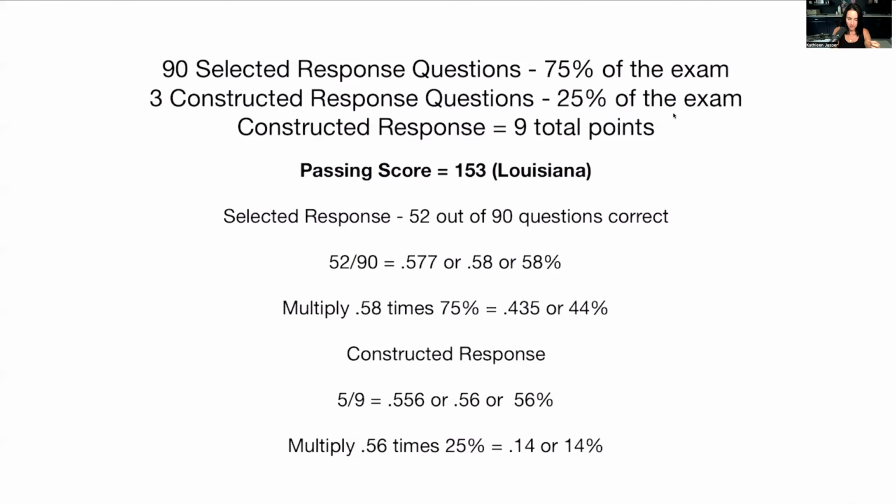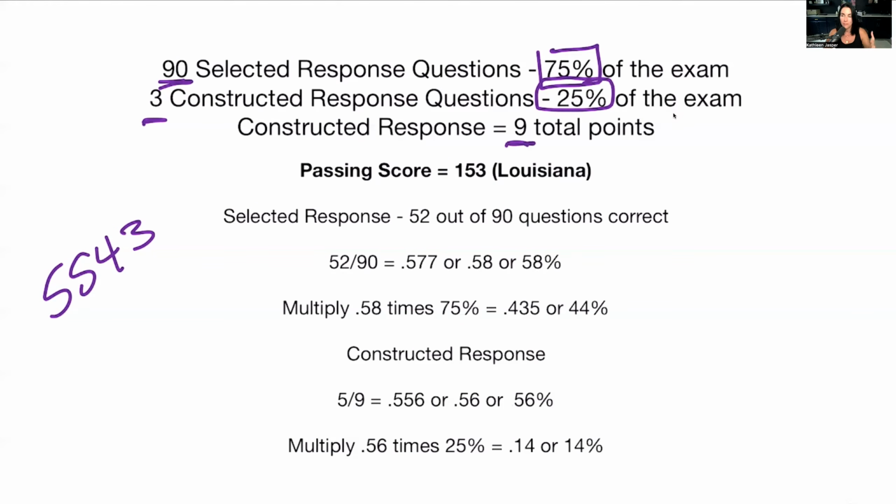So for this test, the 5543, we have 90 selected response or multiple choice, and they are worth 75% of the exam. So they're not worth the whole test. They're worth a big chunk of the exam and 75% of the overall score. And then we have 3 constructed response questions, and those are 25% of the exam. Still a good portion. You don't want to flail on your constructed response questions, but it's not the bulk of your grade. Now, remember, for each constructed response for this particular test, there are 9 total points up for grabs.